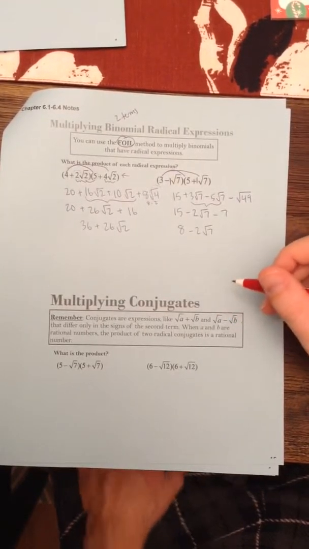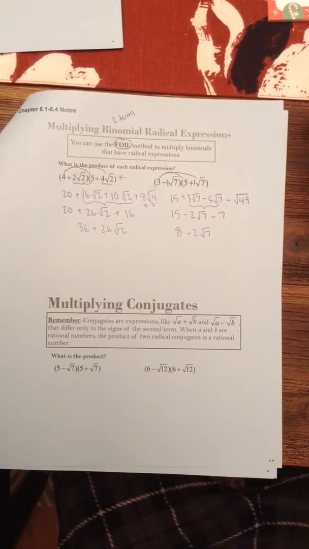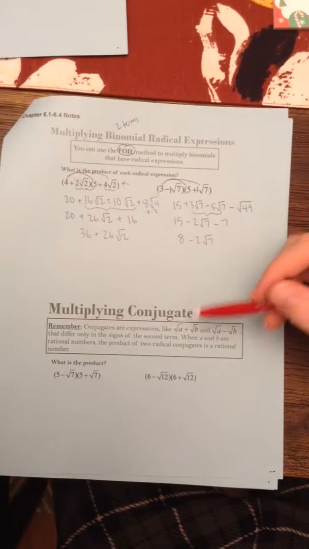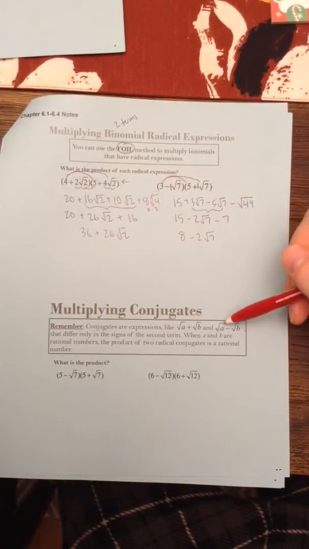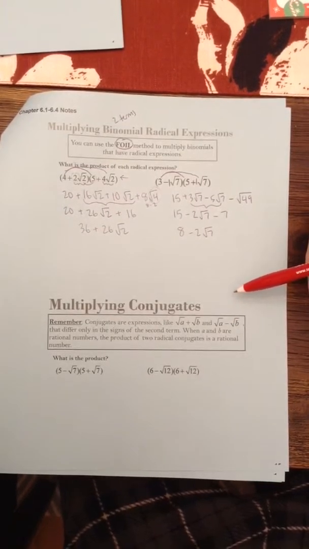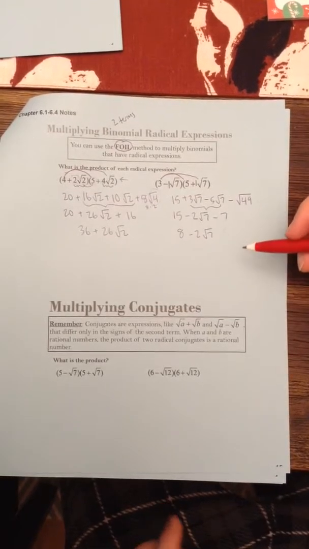Remember our conjugates, when we dealt with imaginary numbers, we changed the imaginary part to the opposite. We left the real part the same. This is similar, where if you have the square root of a plus the square root of b, the conjugate is the square root of a minus the square root of b. So you're going to take that second term, and if it's positive, you're going to make it negative. If it's negative, you're going to make it positive. Notice the first term, nothing happens.